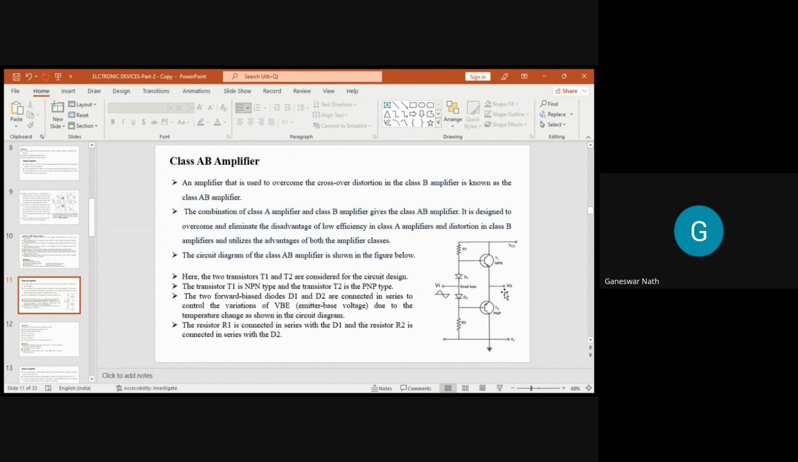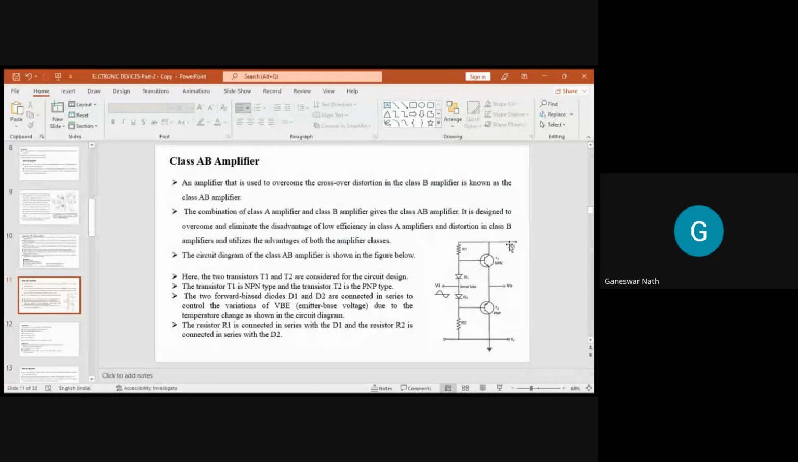It also consists of two transistors, an NPN and a PNP, and to serve the purpose of class A and class B, we are also using two diodes D1 and D2 through two resistors. This is the input terminal and these are the output terminals.